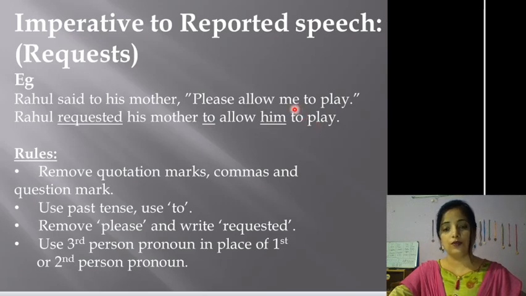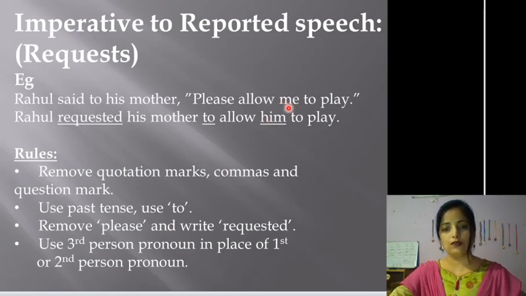Me is a personal pronoun. It belongs to the first person pronoun I. Okay, I becomes me, we becomes us, you becomes yours. So they are another type of first or second person pronouns, and we know we cannot use them. Have a look at the last rule: use third person pronoun in place of first or second person pronoun.